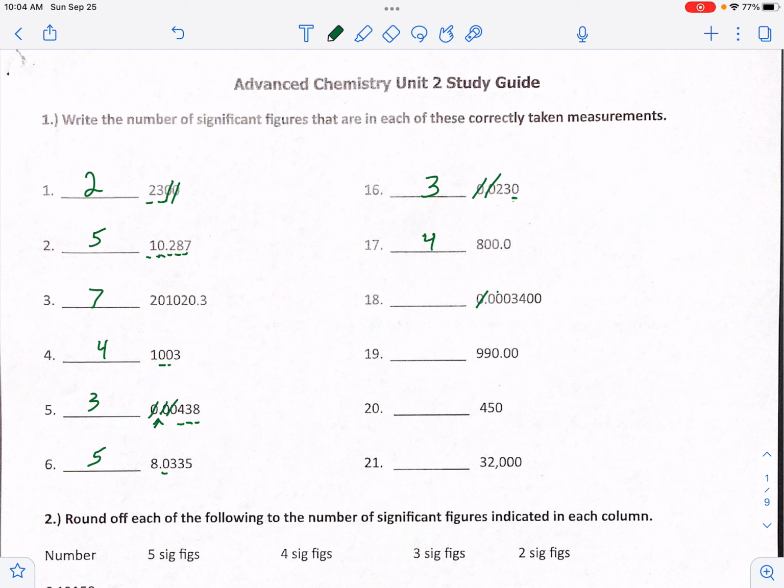18, I'm going to cross off these leading zeros because those don't count. And I do have 2 trailing zeros, so this is going to be 4. Number 19, I see a decimal, so all those trailing zeros are going to count. So this is going to be 5. Then number 20, we have 2 sig figs here because I don't see a decimal anywhere, so that 0 is not going to count. So this is going to be 2. 21, those 0s, no decimal, so these are not going to count, so this is going to be 2.